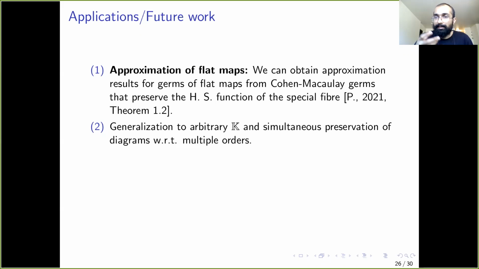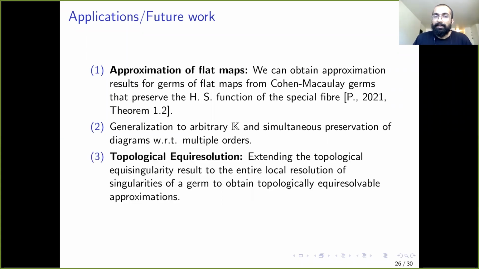And obviously, as we did in the Cohen-Macaulay case, we are essentially finding approximations that preserve the diagram of initial exponents with respect to two orders. We can extend this to n orders. And it's an open question as to whether this extension to multiple orders can be used to get some sort of finer grained approximation result, as in encoding some finer properties than just complete intersection or Cohen-Macaulayness.